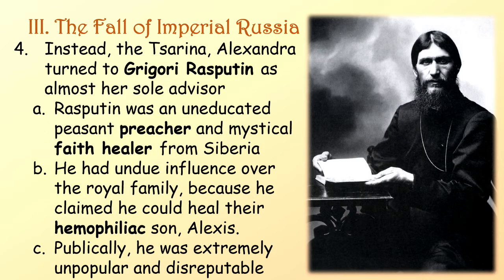Instead of having able political advisors around, the Tsarina Alexandra turned to Grigory Rasputin as almost her sole advisor. Rasputin was an uneducated peasant preacher and mystical faith healer from Siberia. He had undue influence over the entire royal family because he claimed he could heal their hemophiliac son, Alexis. Publicly, he was extremely unpopular and disreputable.